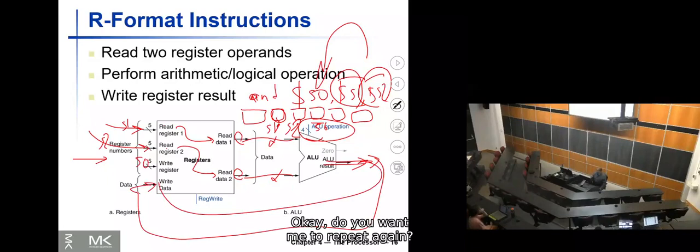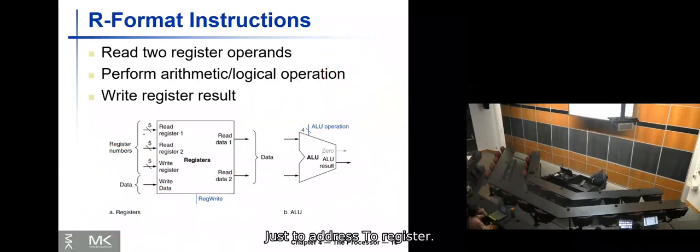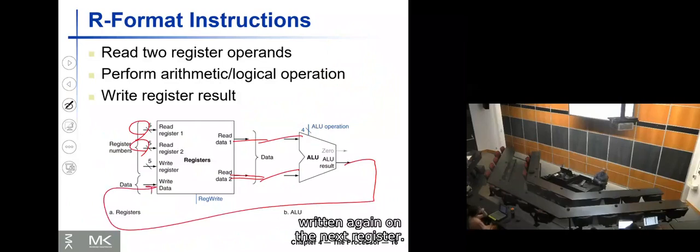Okay? Useful. Do you want me to repeat again? Just very fast. The read register addresses come from the instruction. The values get ready here. They go to the ALU, the result will be calculated and written again into the destination register. Okay, so this is our R format.